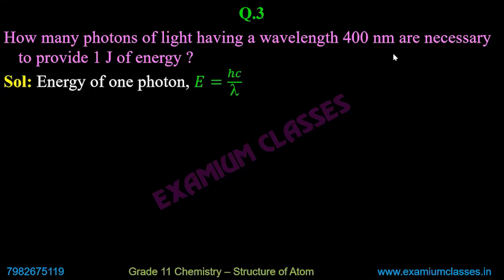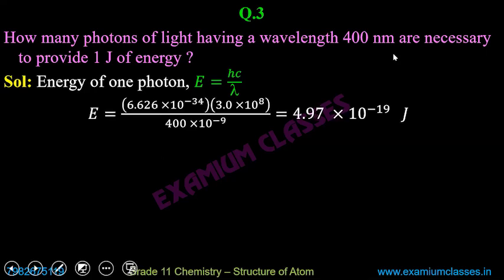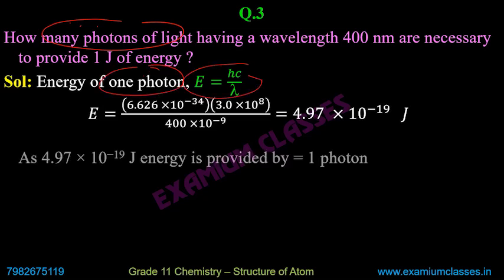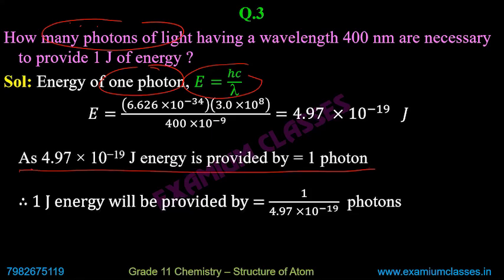Good. Sir, it would be nhc by lambda, no? Mm, it is because we have to calculate how many. So first we are calculating for one photon. There are different ways. Yes, it is for one photon, that's why it is written. So we say that 1 joule of energy will be provided by how much?